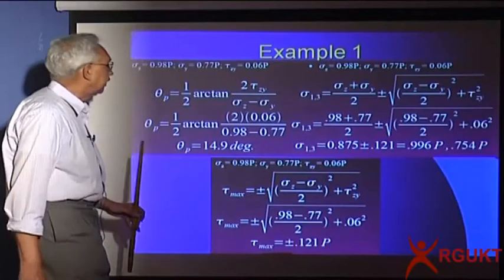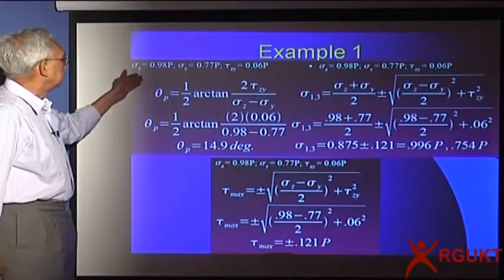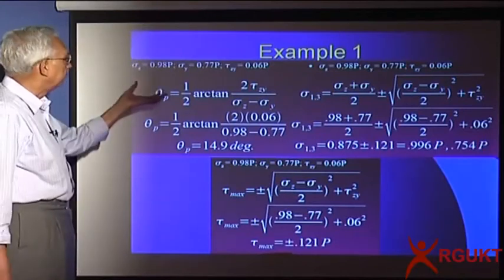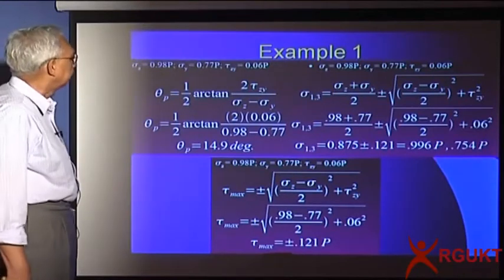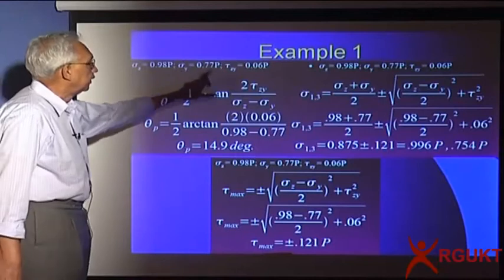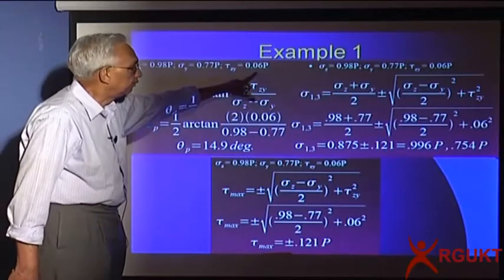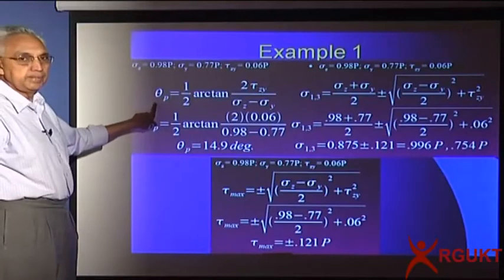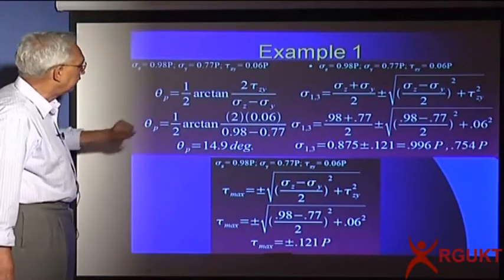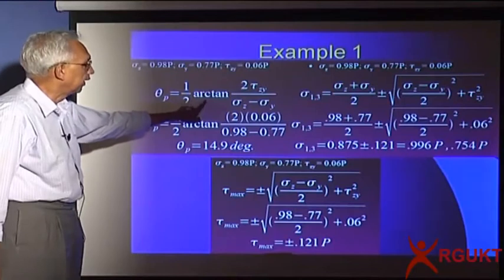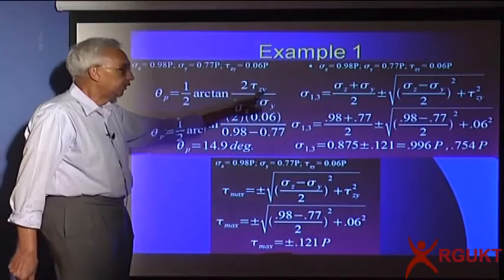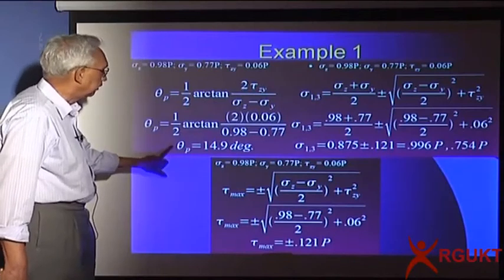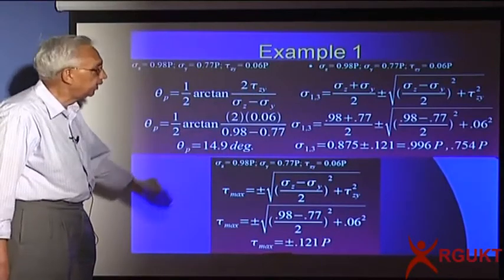And if you just take a simple example, sigma z is some 98 times P, a given value. P can be 100 kPa, 200 kPa, whatever it is. Sigma y, tau zy, they are given. And so I can now simply calculate the angle through which we have to rotate, which is equal to half arc tan of twice tau zy by (sigma z minus sigma y). I substitute, I get theta p is about 14.9 degrees.